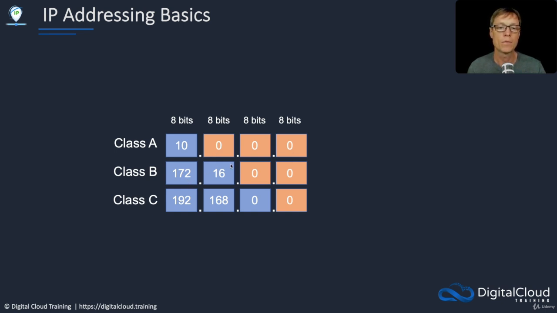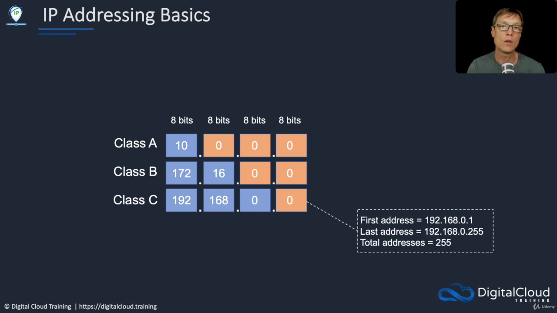With Class B, the first 16 bits are for the network, the final 16 bits are for the host, and then with Class C, the first 24 bits are for the network, and then the last 8 bits are used for the host. So from that, we can see what would be the first and last addresses, and what are the total number of addresses possible for that particular network.